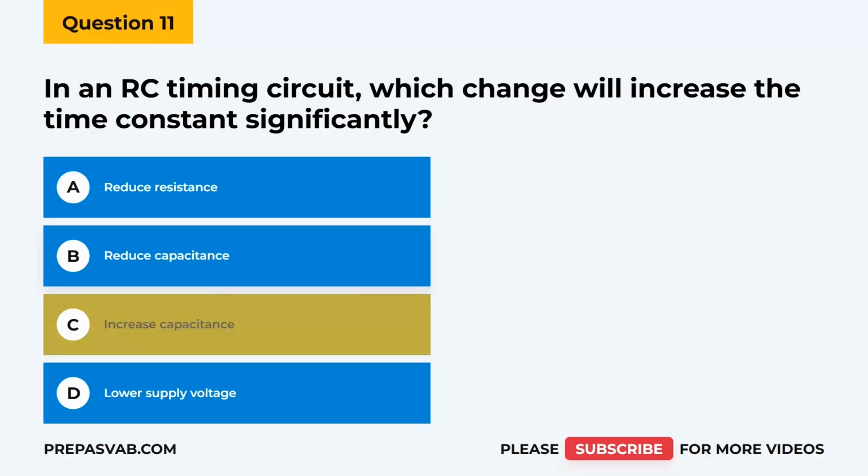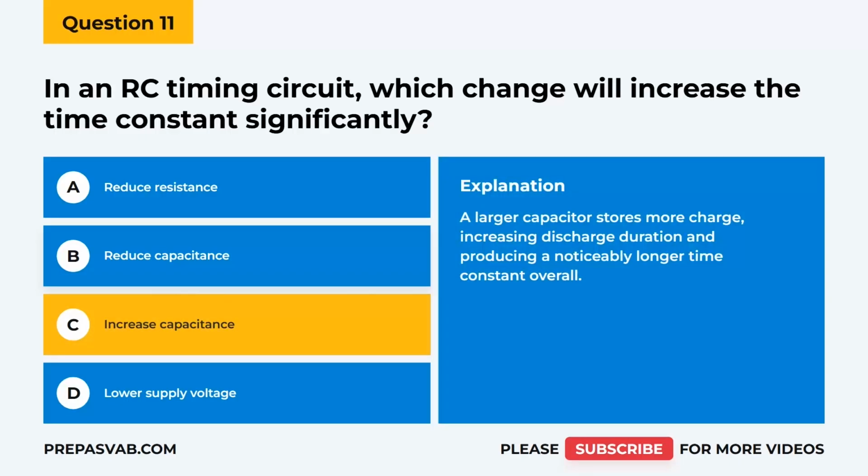The correct answer is C. Increase capacitance. A larger capacitor stores more charge, increasing discharge duration and producing a noticeably longer time constant overall.